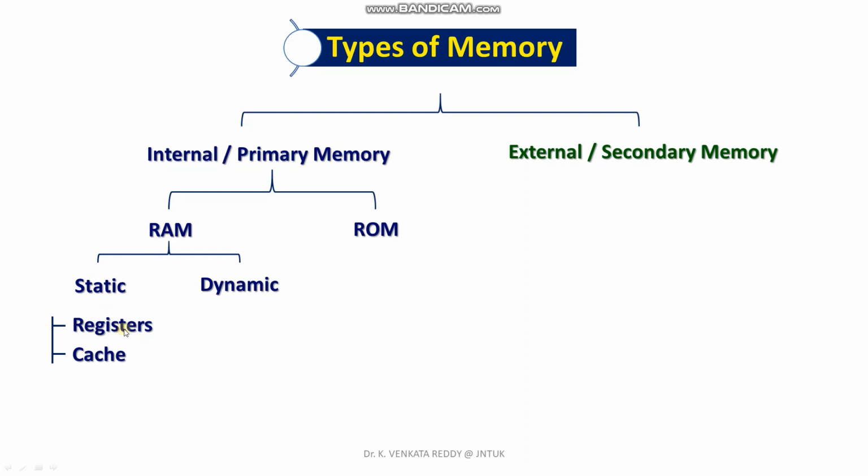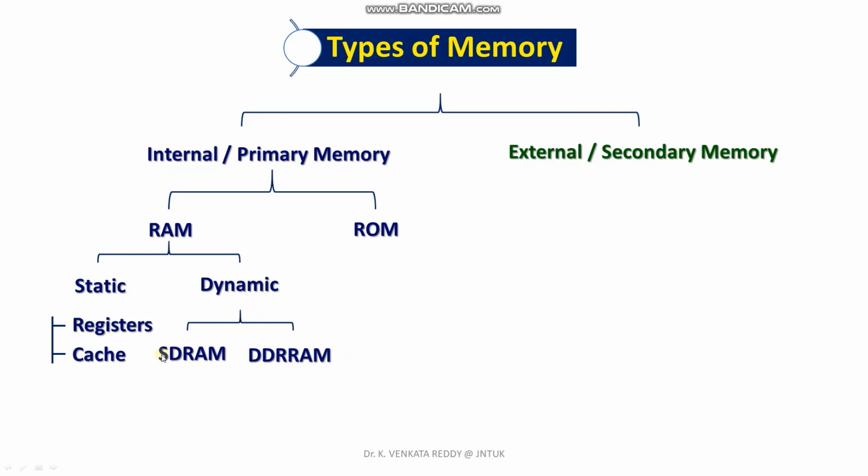Inside the microprocessor, if the microprocessor wants to perform any arithmetic or logical operations, it stores the data temporarily in the registers. Cache memory is a small-sized static random access memory that is placed between the main memory and the central processing unit. The cache memory improves the performance of the computer and it improves memory access.